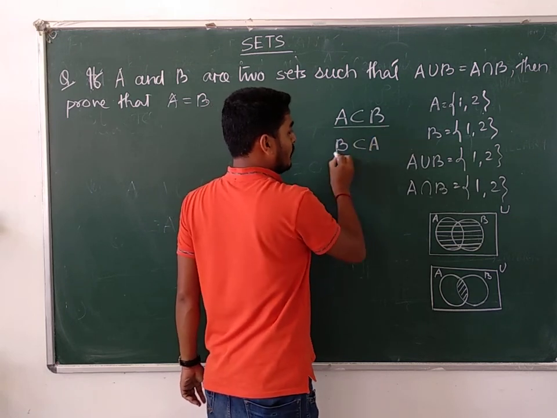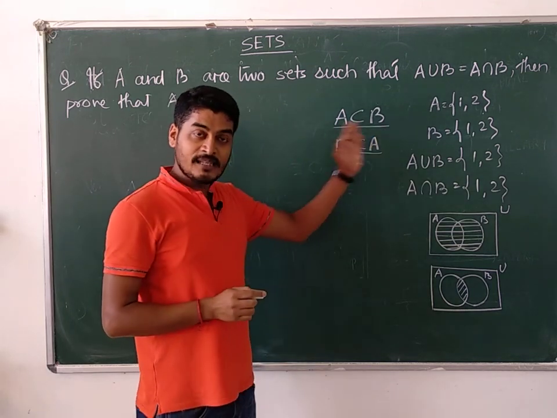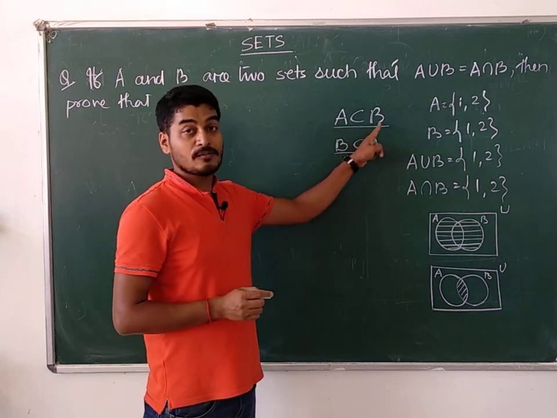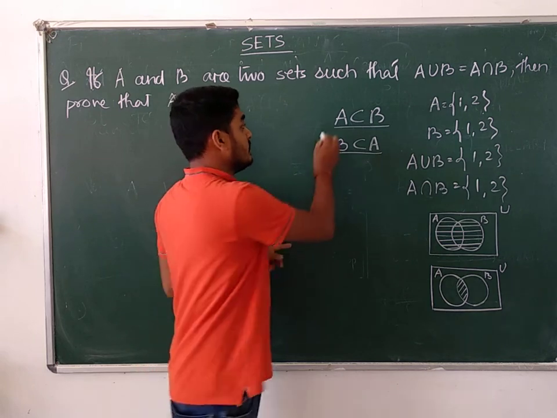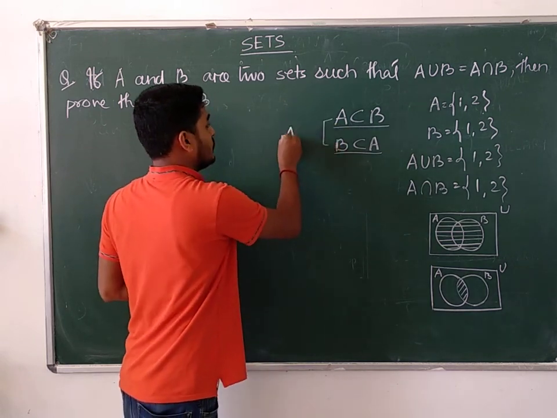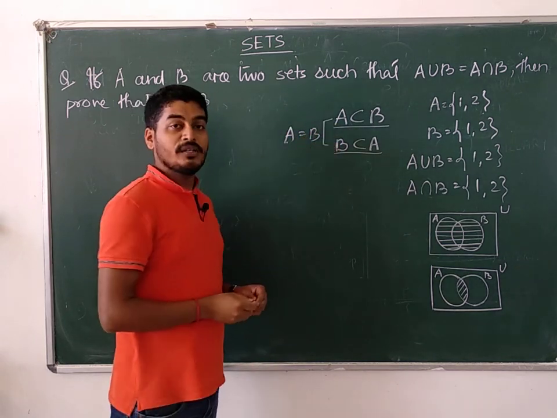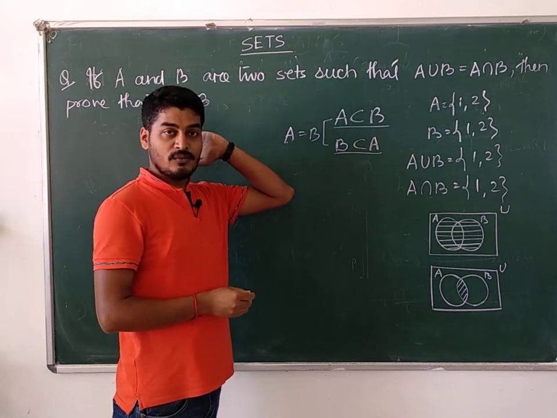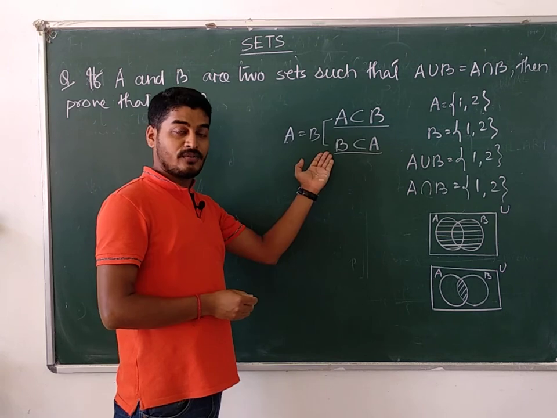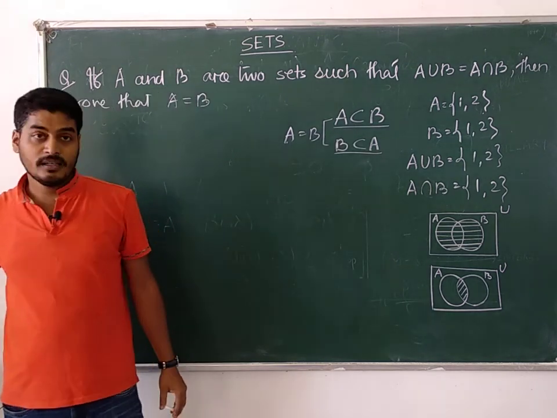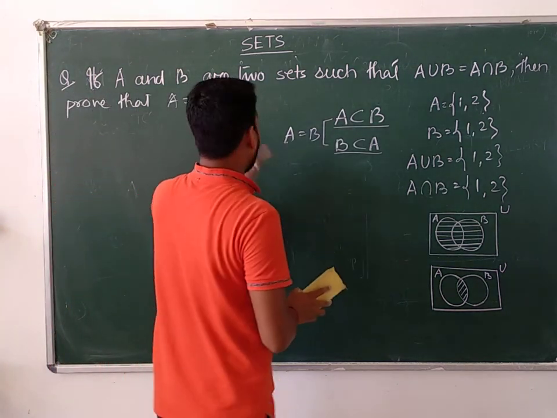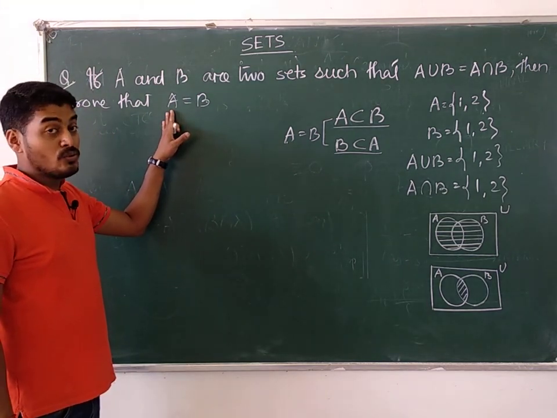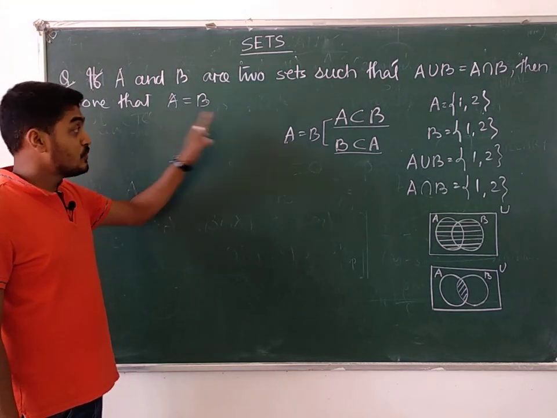That means another conclusion is that if A is a subset of B and B is a subset of A, if two sets satisfy this condition, this will imply they must be equal. So many different conditions are given. A union B is equal to A intersection B, sets must be equal. A is a subset of B and B is a subset of A, then also the sets must be equal. Now, as you have to prove that A is equal to B, we will try to use this property.